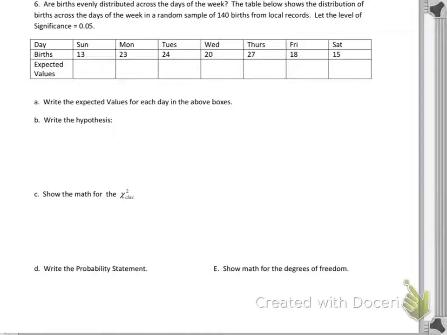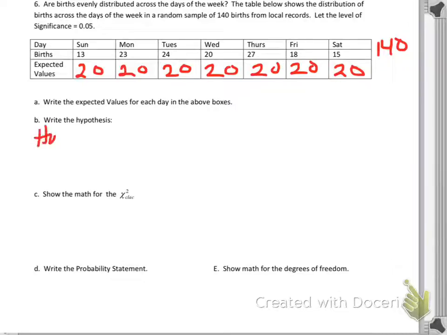So if you add these all up, I get 140, right? 140. So 140 divided by 7 is 20. So my expected value is 20. All right, and so I wrote down the expected values, and then my H0 is that the distribution of births is even across the days of the week.